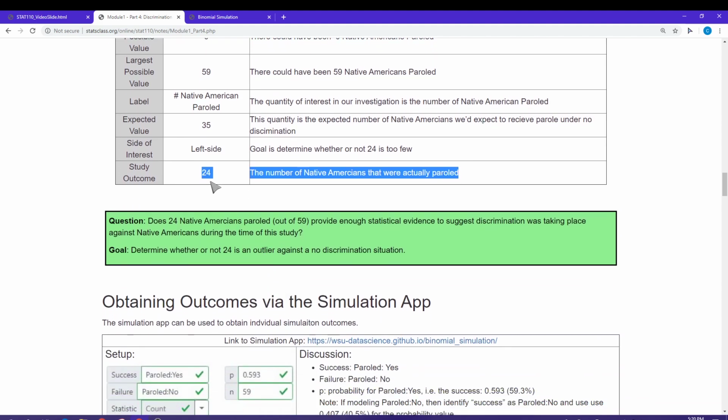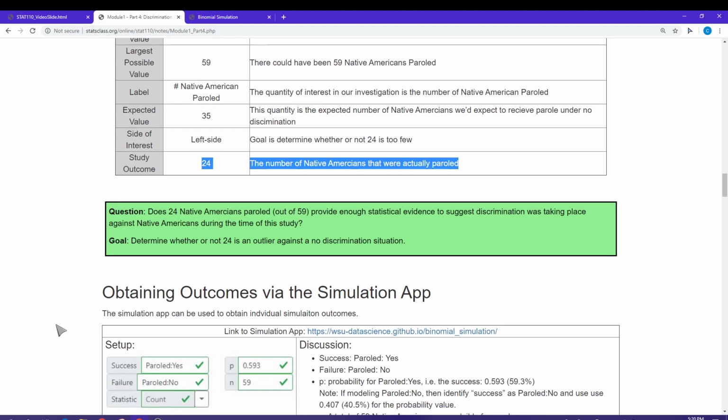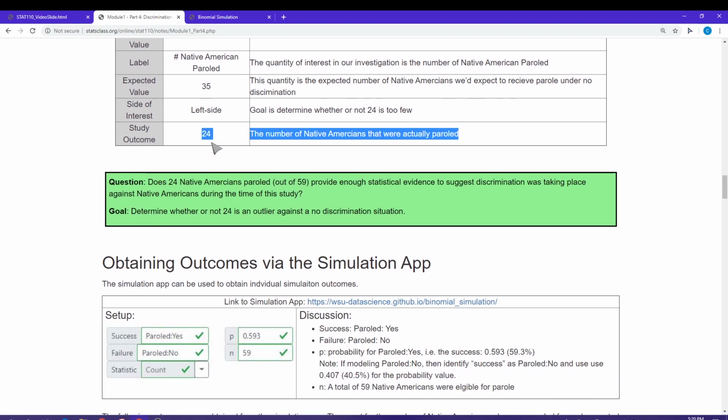And again, what we're going to want to do is compare this statistic to these repeated outcomes from the simulation model. We're going to try to see whether or not this 24 is kind of within the realm of the values from the simulation model or not. Because if it's within the realm of the values from the simulation model, and we know that the simulation model was built under no discrimination, then that likely indicates no discrimination. However, if 24 is an unusual value against the values from a simulation model, then it might indicate that discrimination was taking place.